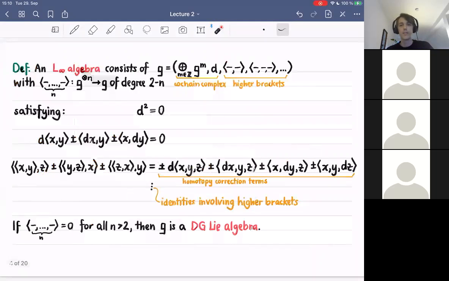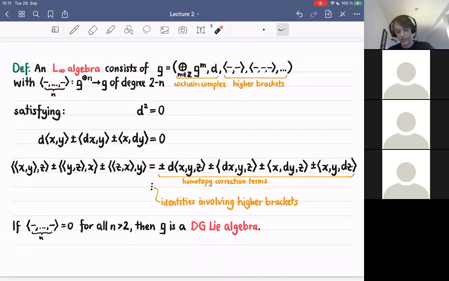Okay, so let me just put up the definition. An L-infinity algebra consists of a graded vector space here with a unary bracket. So d takes one element, and then some higher brackets. And here the degree of the higher brackets should be 2 minus n. And these are supposed to satisfy some conditions.